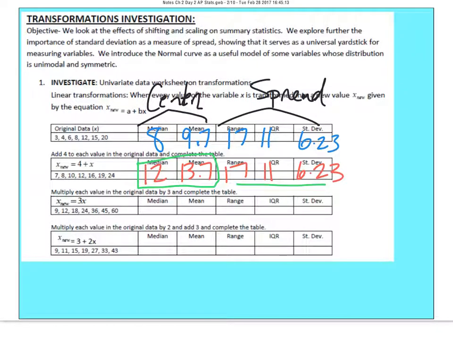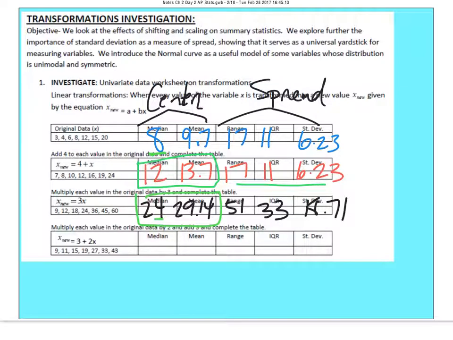So 3 goes to 9, 4 goes to 12, and so forth. If we recompute these statistics, we're going to get a 24 for the median. The mean is going to be 29.14. The range is 51. IQR is 33. Standard deviation is 18.71.